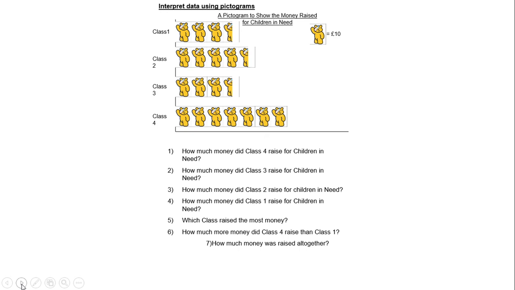Here is another pictogram to show the money raised for children in need. So each picture of Pudsey Bear is equal to £10. These questions relate to how much money the different classes raised for the Children in Need charity. In this column here, we can see the different classes, and these pictures on our pictogram relate to the amount of money which was raised in each class. And these questions relate to this pictogram.